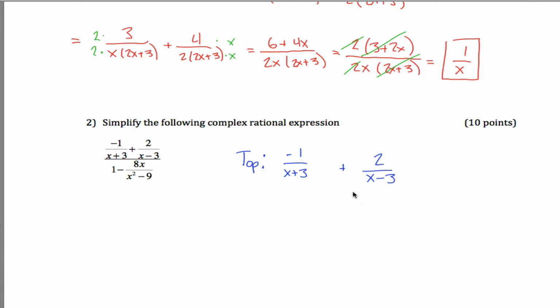I need the least common denominator. Well, I'll need x plus 3 times x minus 3. In order to get x plus 3 times x minus 3, I have to multiply this side by x minus 3 over x minus 3, and this side by x plus 3 over x plus 3.